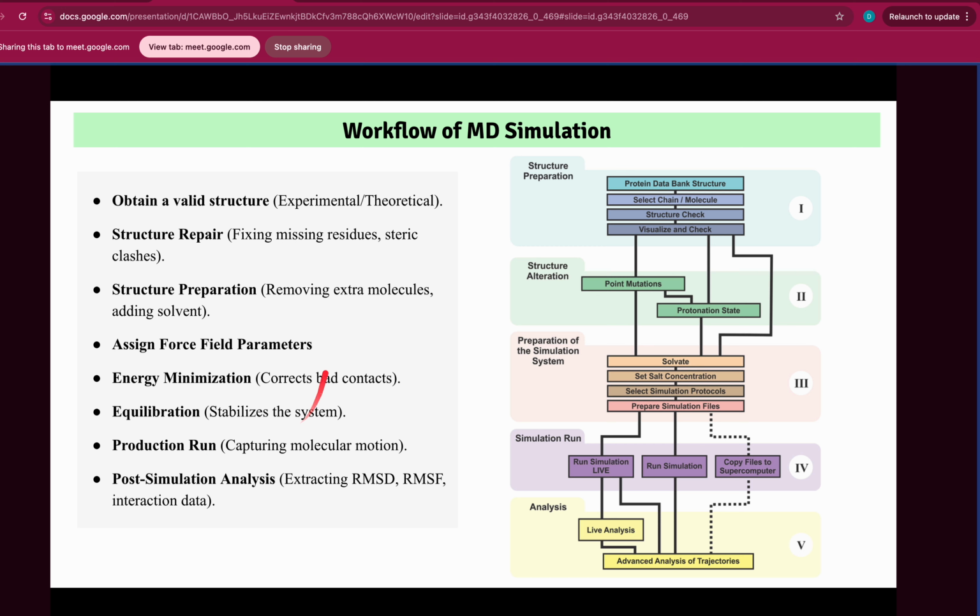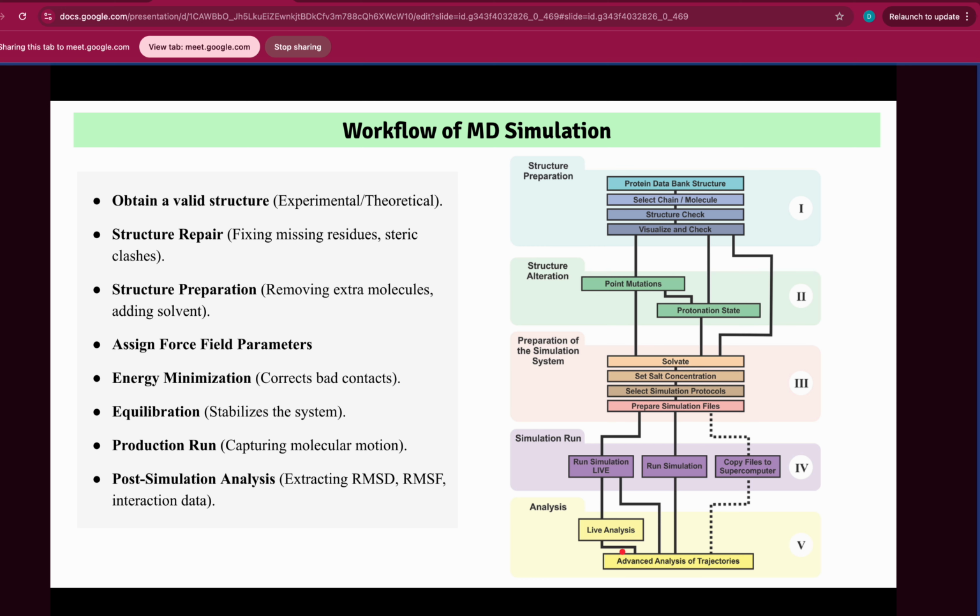So till here we are preparing our system, we are preparing our protein, we are stabilizing it so that we can perform analysis at different scenarios or in different conditions. So production run is the main thing, in which we capture the motions or the dynamics. And after getting the dynamical picture of the protein in different time scales, we perform post simulation analysis, in which we extract the RMSD, RMSF and interaction data. So all these concepts we'll clear one by one.